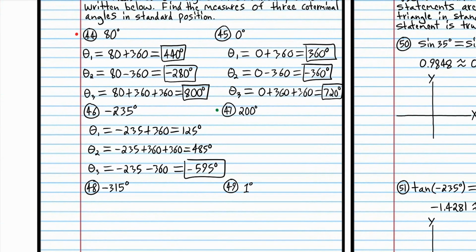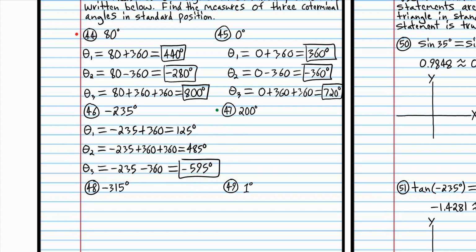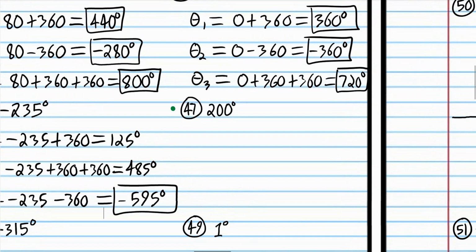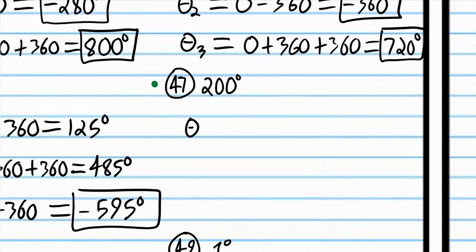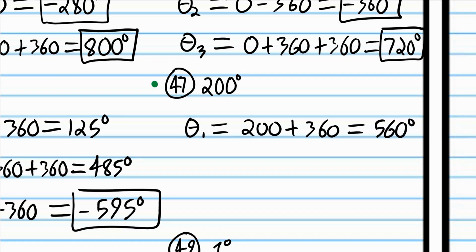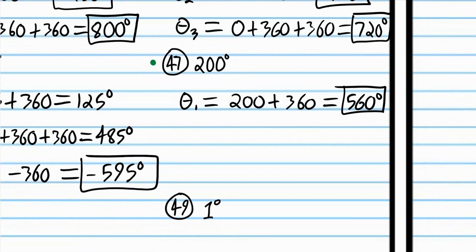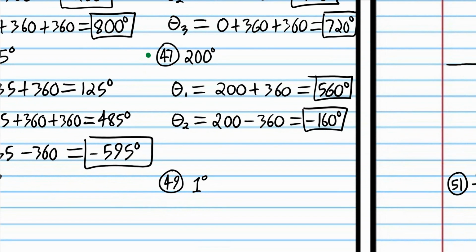Go ahead and try number 47, find 3 coterminal angles. And when you come back, we'll do it together. Okay, we're back. So one coterminal angle measure is 200 plus 360, which is 560 degrees. We're finding the measures of coterminal angles. We can subtract 360. You might get different answers. There's actually an infinite number of answers. But these are some of the answers you would get.